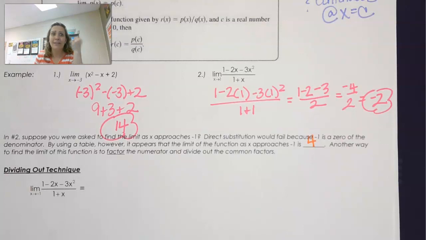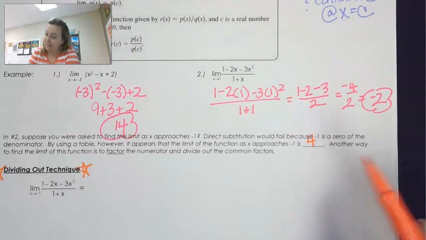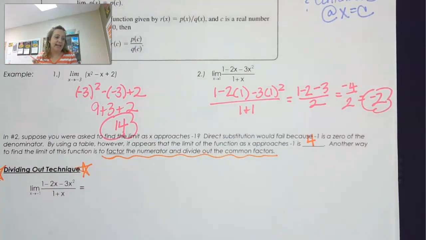Okay, but that can be a little tedious and time consuming, and we don't always have graphing calculators at our disposal. So another way that we can find this limit of the function is to factor the numerator and to divide out the common factors, okay? And so that's this dividing out technique, for us to factor the numerator and divide out the common factors, all right?